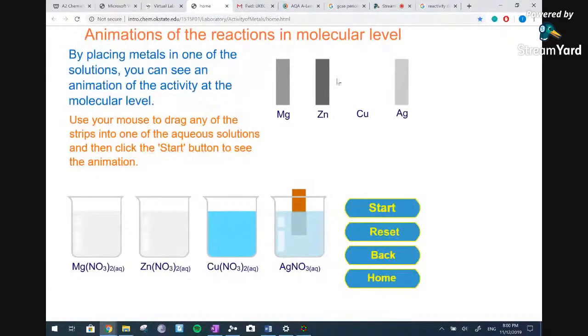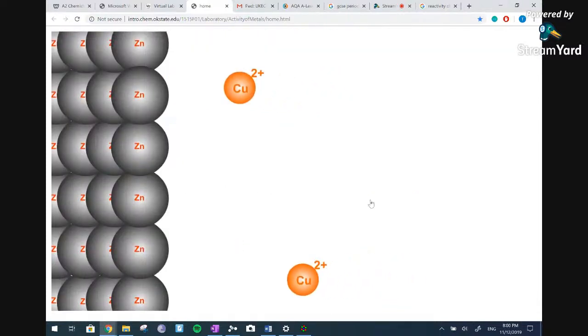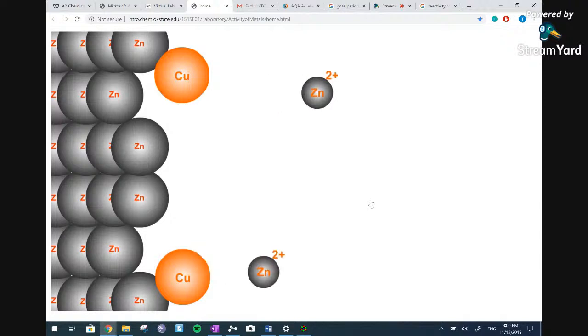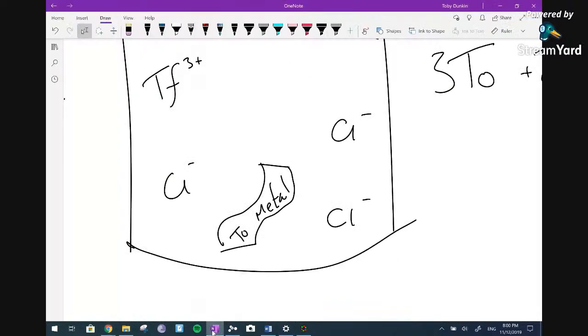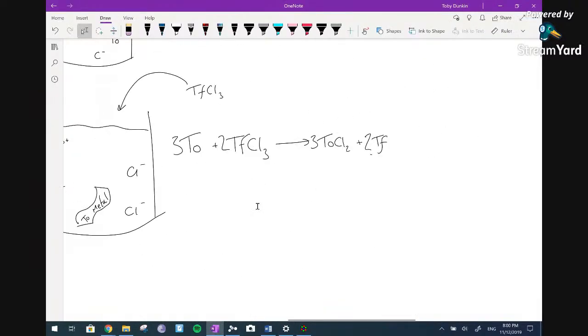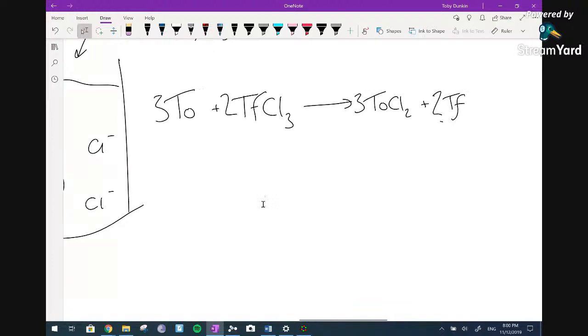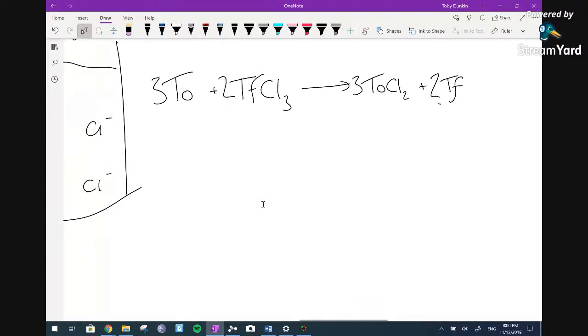Can't put it back. Let's put zinc into copper sulfate. No, reset. Zinc into copper sulfate. Start. Right, hopefully they're not in pairs. Yeah, look at that. So the copper ions land onto the zinc metal and they collect the electrons. So the chloride ions actually aren't doing anything. So we can look at it purely from a metal ion perspective.